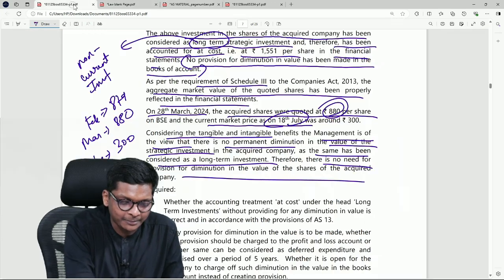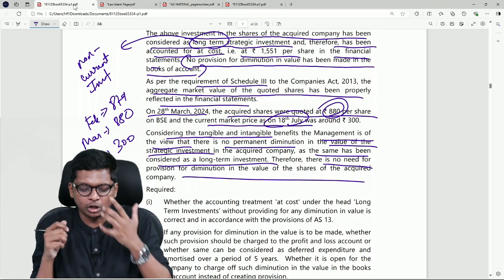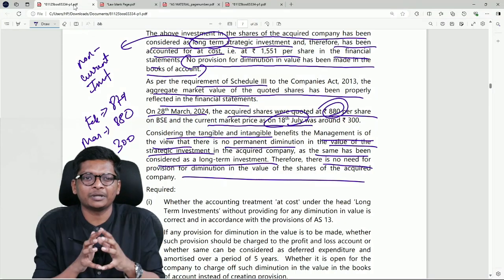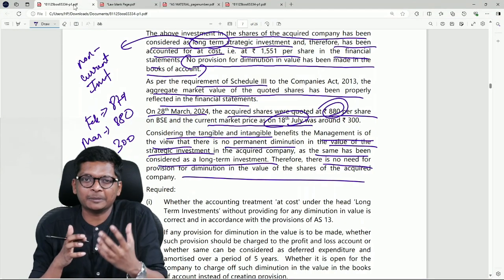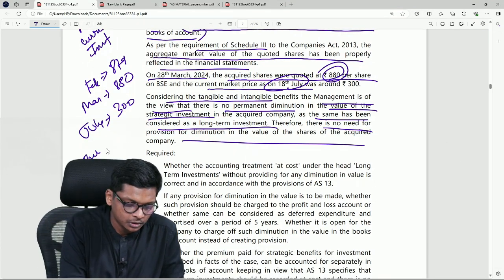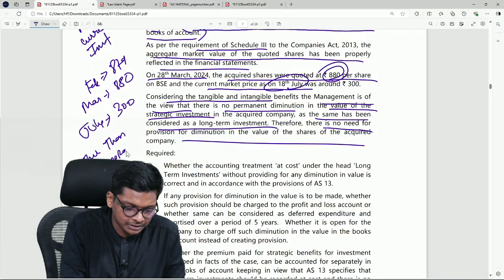So only a permanent fall you should write off, otherwise you should not write off. But the wordings used in the standard do not use the word permanent, because permanent means it cannot be reversed. So the wordings they use is other than temporary.